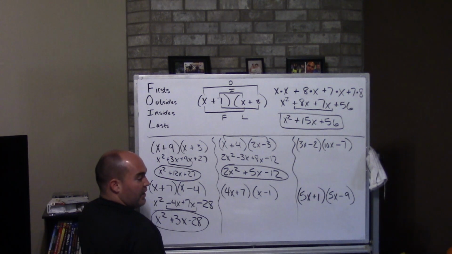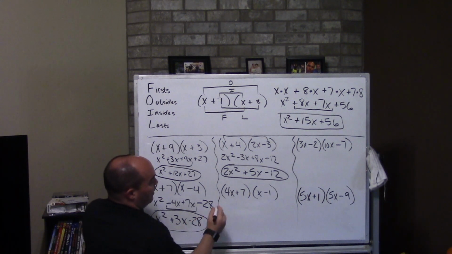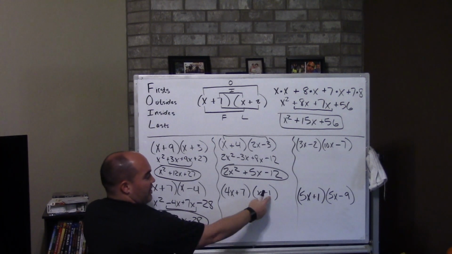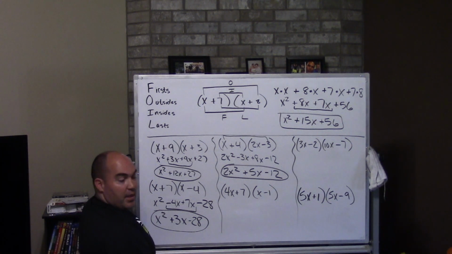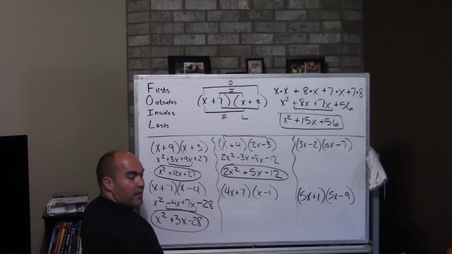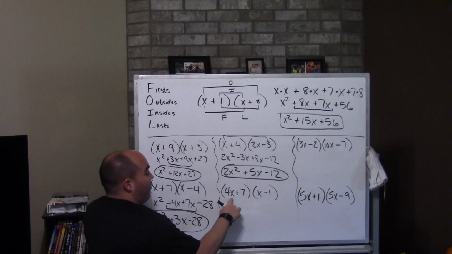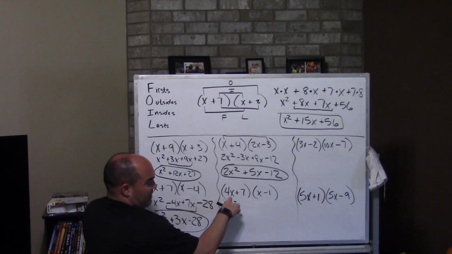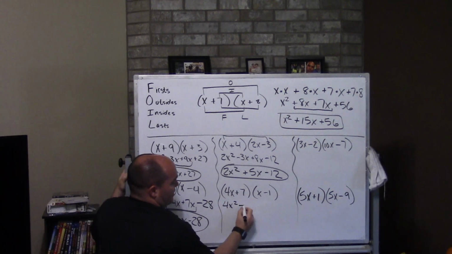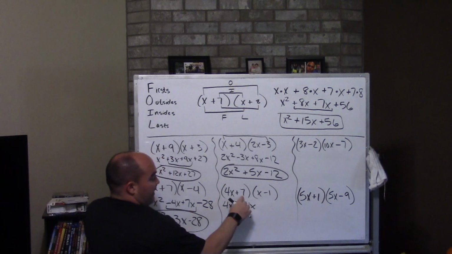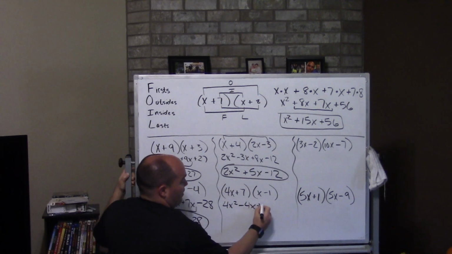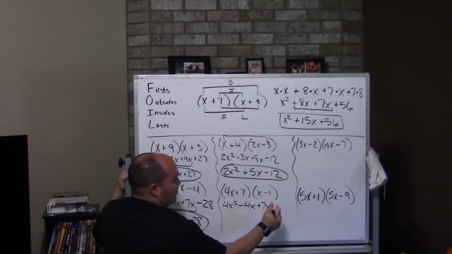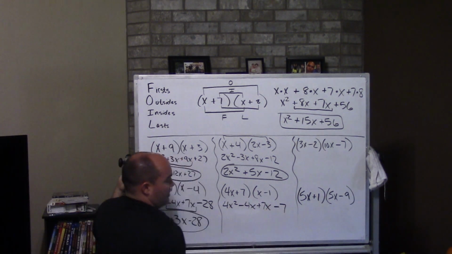Alright, another example here. I've got 4x plus 7 times x minus 1. Okay, anytime I see a 1, then that is awesome because multiplying by those and adding those is easy. So 4x times x is 4x squared. Outside is 4x times negative 1, so that's negative 4x. Inside is 7 times x, so that's 7x. And then last is 7 times the negative 1, that is negative 7.